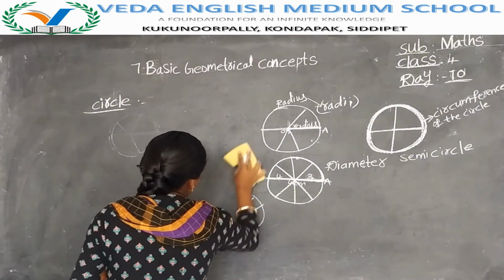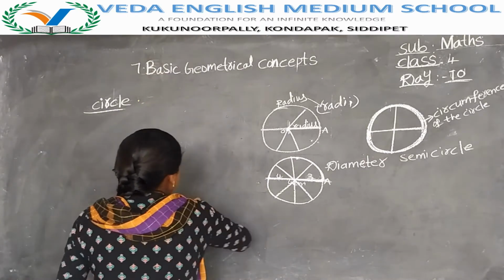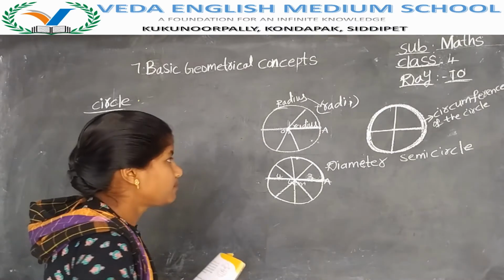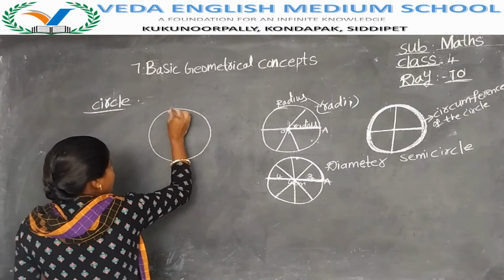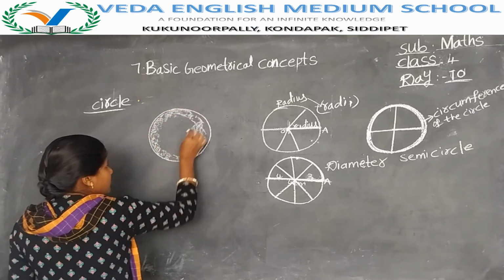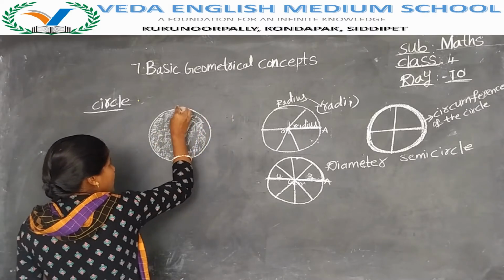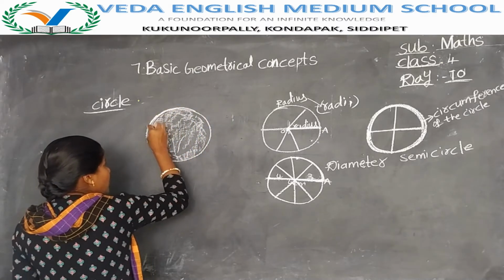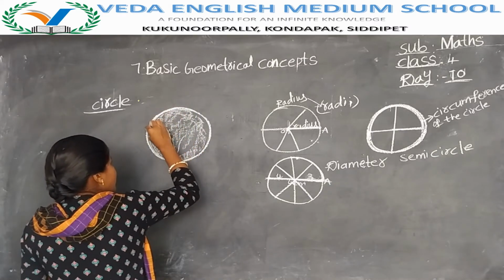See here. Here I have drawn a circle. The inside part is called interior. Then the outside part is called exterior. On the line, the circumference of the circle is called the boundary of the circle.